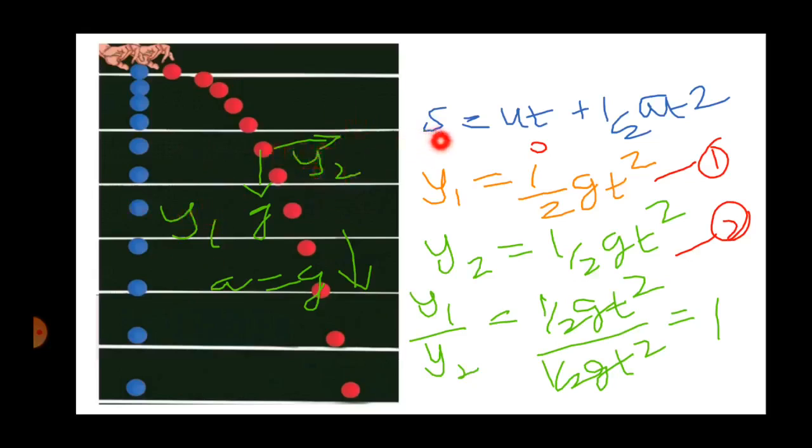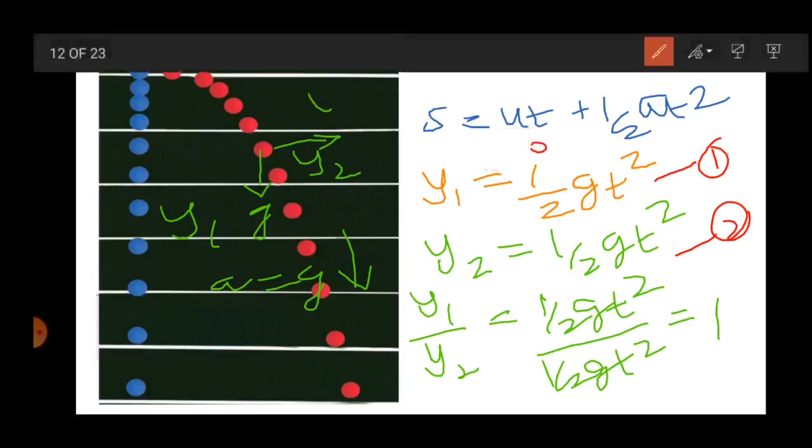By using the kinematic equation, S is equal to ut plus 1 by 2 at square. What is the value of initial velocity? That is equal to 0. U is equal to 0, initial velocity. Then acceleration due to gravity is a constant, so therefore a is equal to g. In vertical displacement, y1 is equal to 1 by 2 gt square. This is equation number 1.